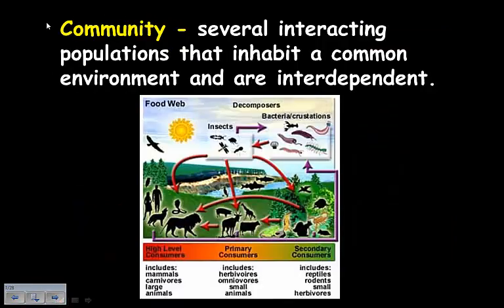Now, once we hit the next level, so we've had organism, population, now we're a community. We take those populations, so more than one lion or more than one wolf, and they're interacting with one another. All these different populations are interacting with each other. They're still in a common environment, still in the same place. And they're interdependent because they all need each other. This herbivore right here is eaten by the carnivore.